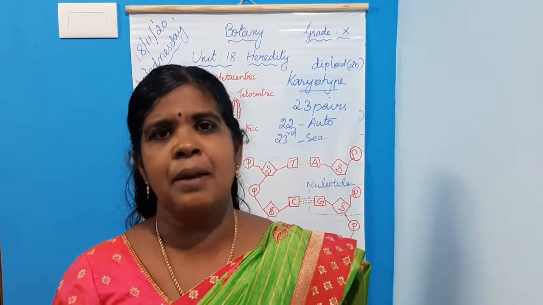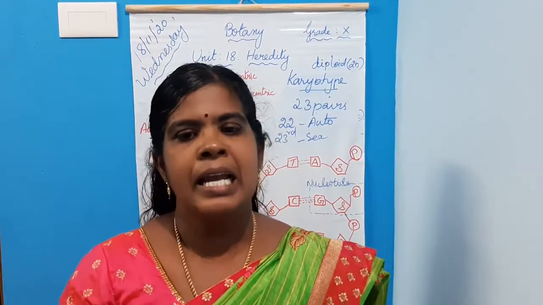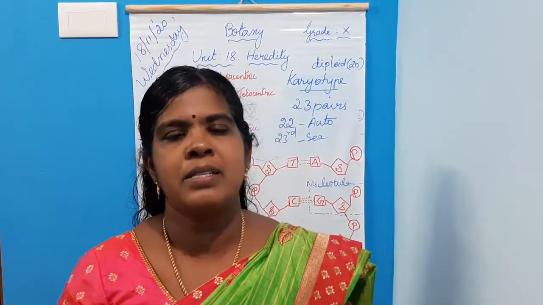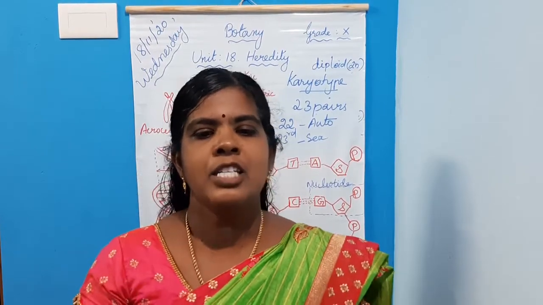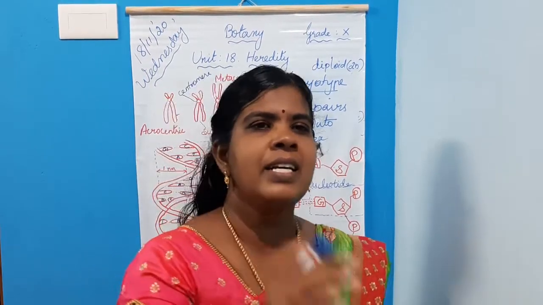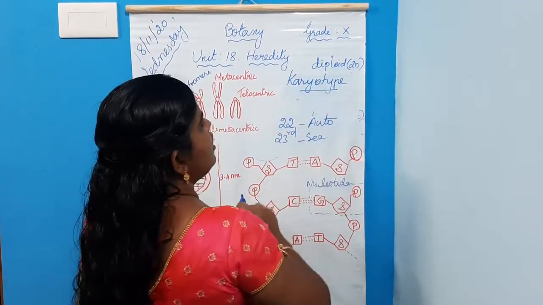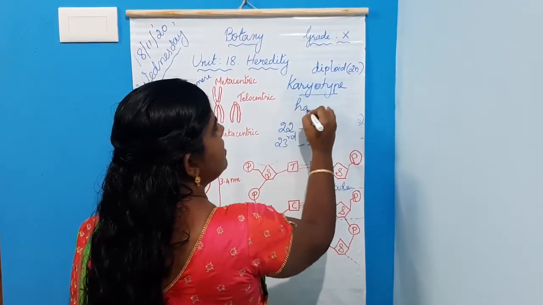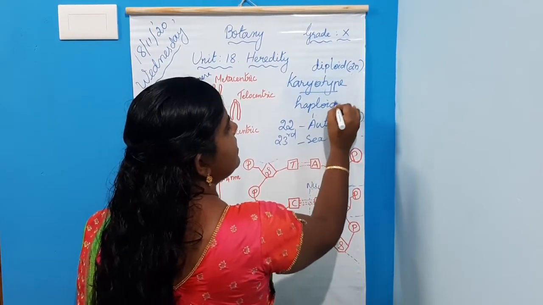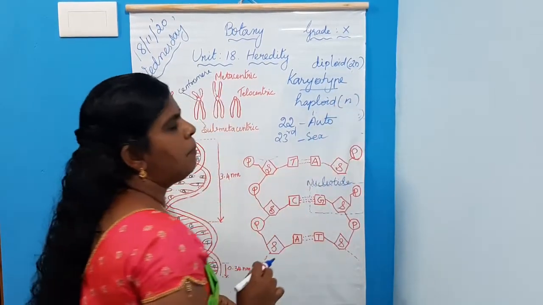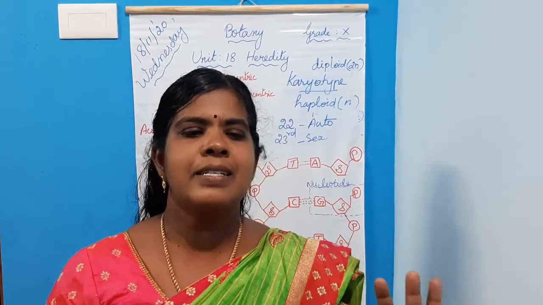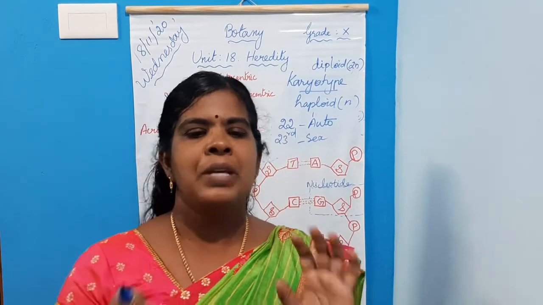Males produce the male gamete and females produce the female gamete. So the gametes produced by these organisms contain a single set of chromosomes, that is said to be haploid. It is designated as N, haploid N.